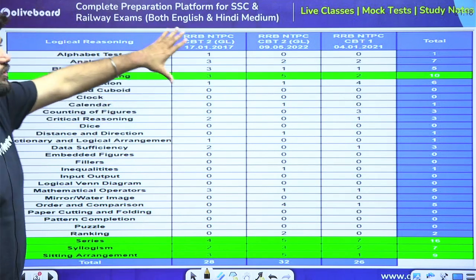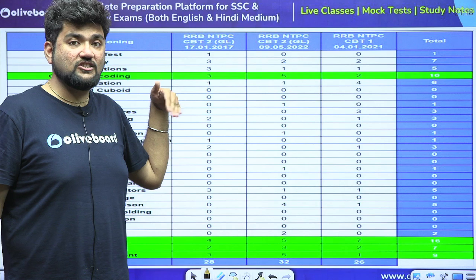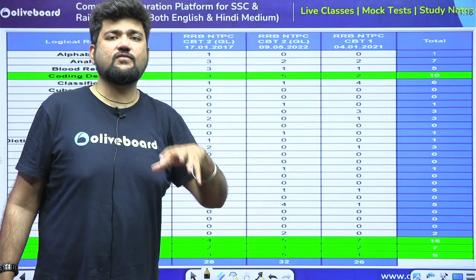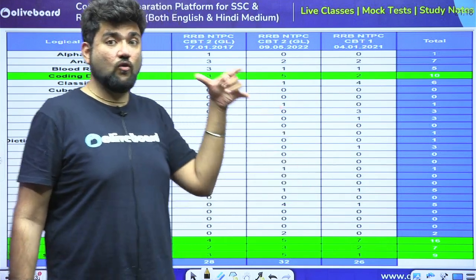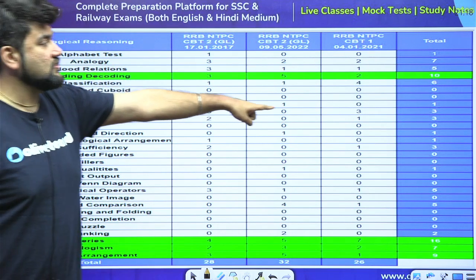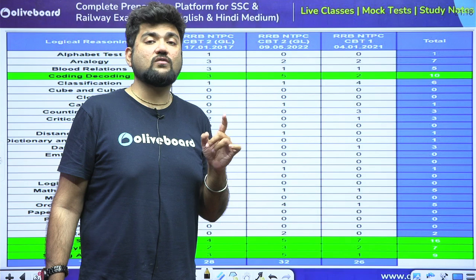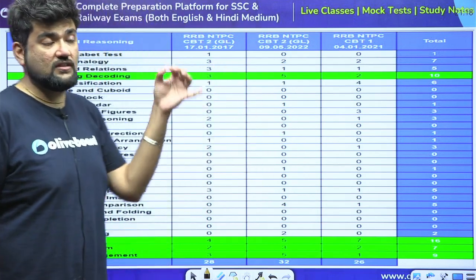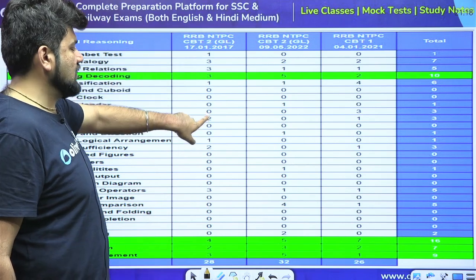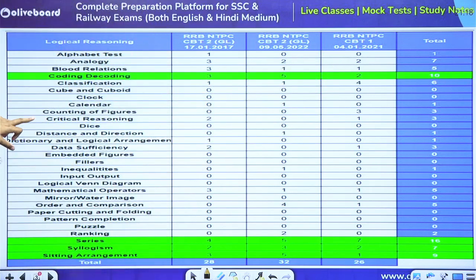Counting of figures, and these are only for 1 shift. Obviously there will be slight variation if you check for more shifts, right? So you can use this as a template, and you yourself can also add to this analysis for your personal utilization, right? Counting of figures, you can see 3 questions in 2021 CBT 1. 3 questions, 2 were from triangle counting and 1 was for straight line counting, all 3 in the same shift in the same paper. Critical reasoning, 2 questions in 2017 were asked, statement conclusion based, 1 in 2021 CBT 1, none in 2022 CBT 2.